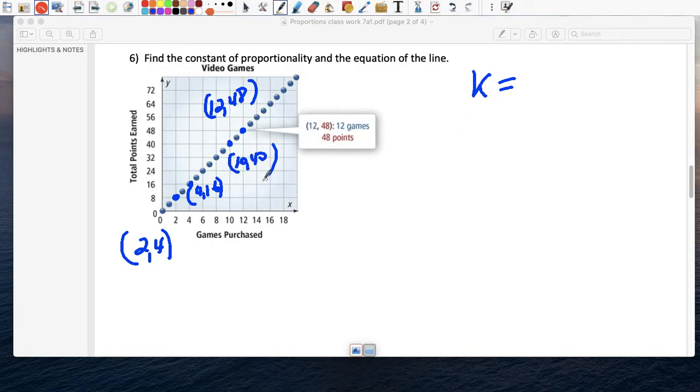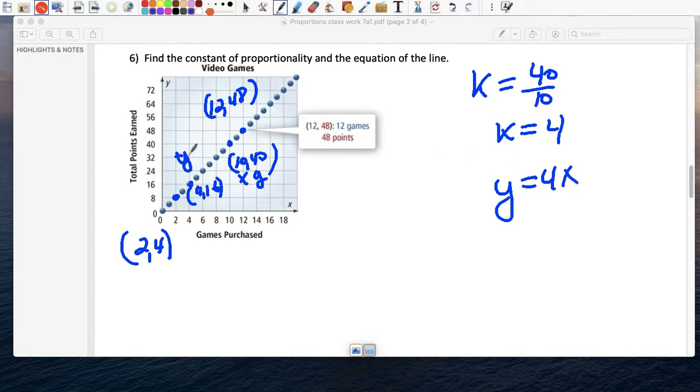So 10 and 40, this is my x and this is my y, so I'm going to get 40 over 10. So my constant of proportionality is 4. What's the equation of the line? Y equals 4x. And I'm going to put y equals 4x.